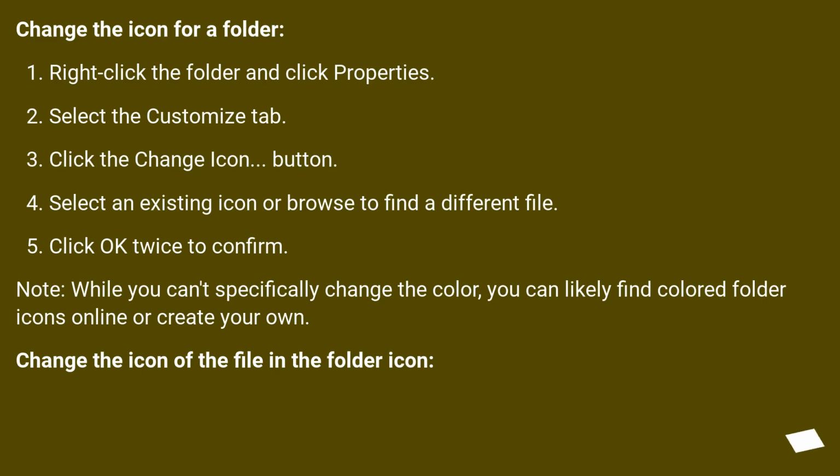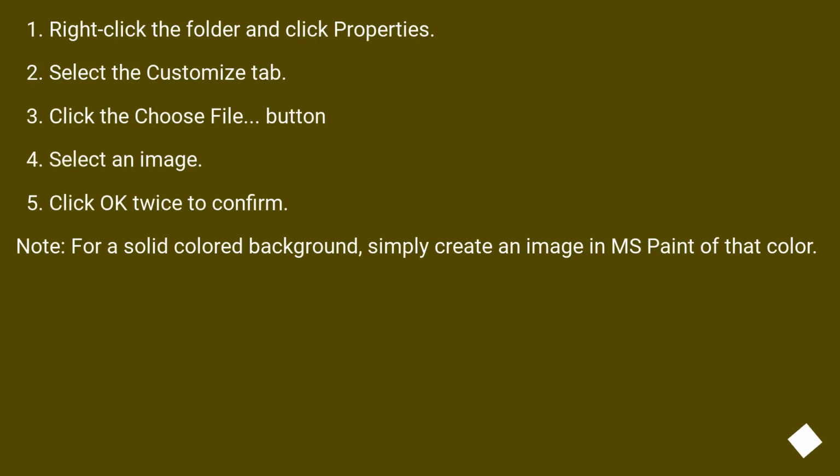Change the icon of the file in the folder icon. Right-click the folder and click Properties. Select the Customize tab. Click the Choose File button. Select an image. Click OK twice to confirm. Note: for a solid colored background, simply create an image in MS Paint of that color.